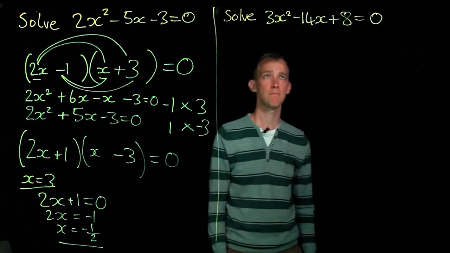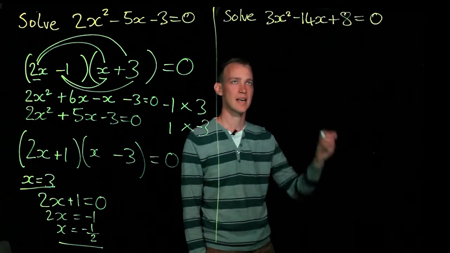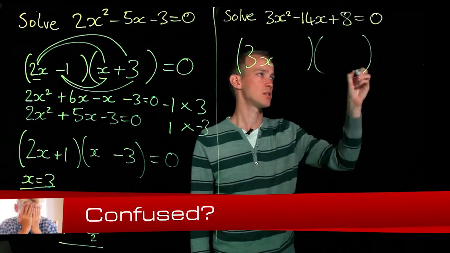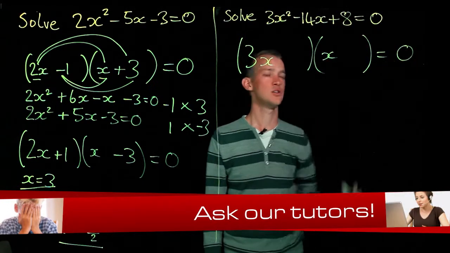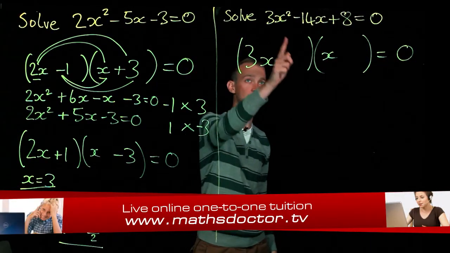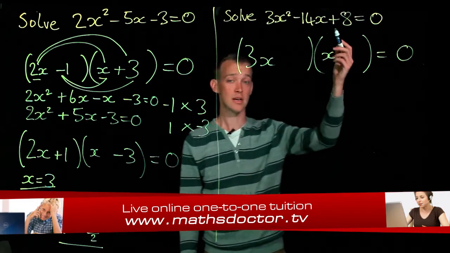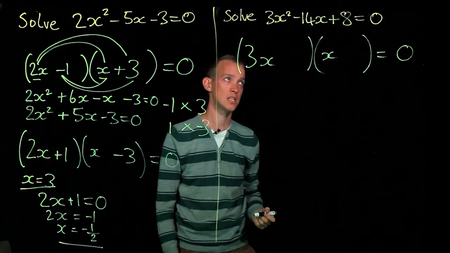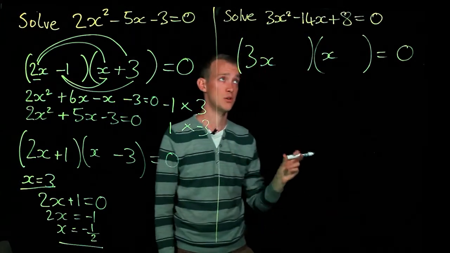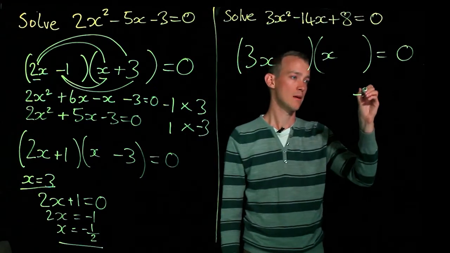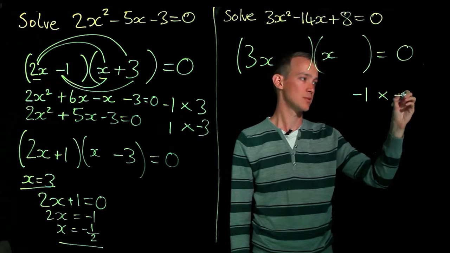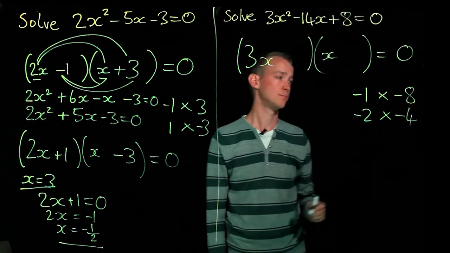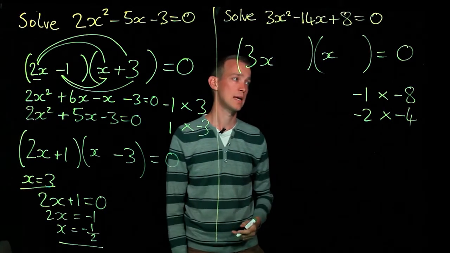Let's have a go at this equation here. 3x squared minus 14x plus 8. Again, I'll need to put this into double brackets first to work out my solution. 3x times x makes my 3x squared here. I need two numbers that are going to times together to make 8. But I've got a negative here. I've got a minus 14. So I know that I'm going to have to use negatives for my two numbers that times together to make 8. So I know that I've got minus 1 times minus 8. I also know I've got minus 2 times minus 4.